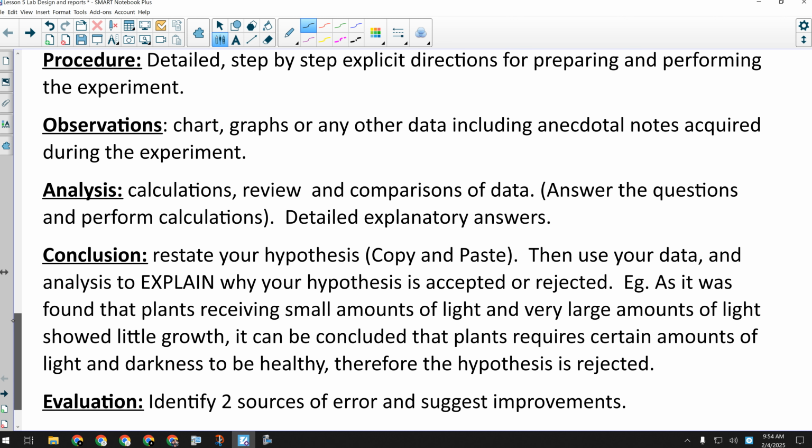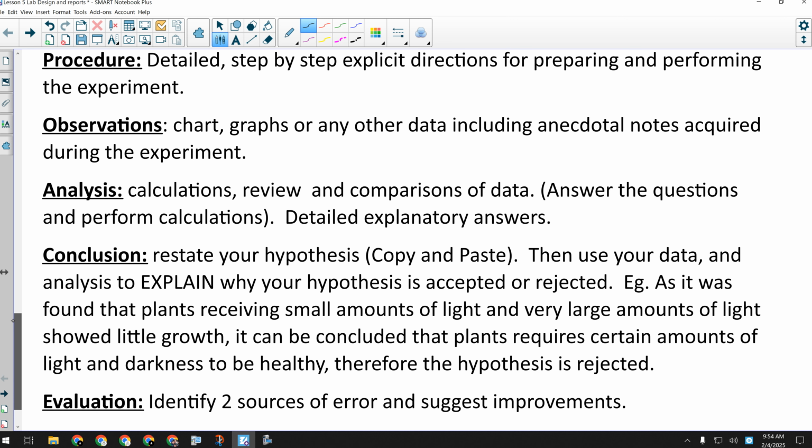So let's say that my observations for this lab were that the plant that got 0 hours of light died. The plant that got 6 hours of light grew very little. The plant that got 12 hours did pretty well, grew quite a bit. The plant that got 16 hours grew a lot. And the plant that got 24 hours of sunlight died. Is my hypothesis acceptable or not? My hypothesis said the plants that receive the most light will show the most growth. Did that happen? It didn't.